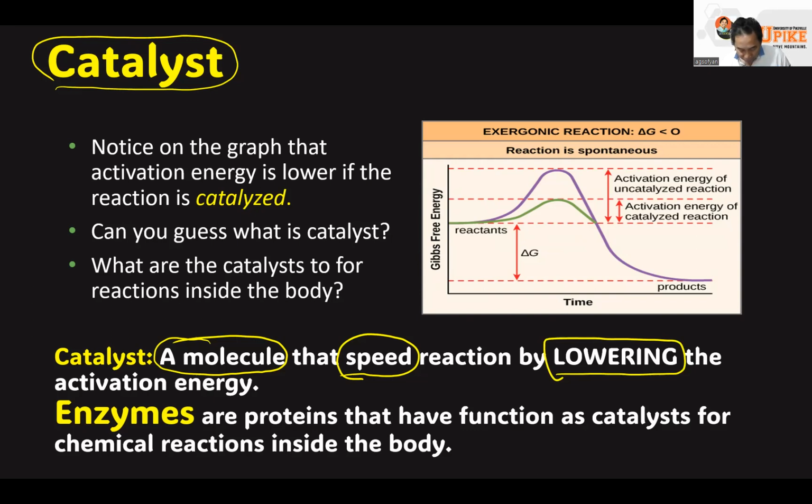Look at this picture over here. You see the blue line over here? This is the activation energy without a catalyst. It's so high, we need a lot of energy. But if we do have a catalyst over here, the activation energy becomes lower. Look at this one, it's lower. So this catalyst will speed up the reaction by lowering the activation energy.